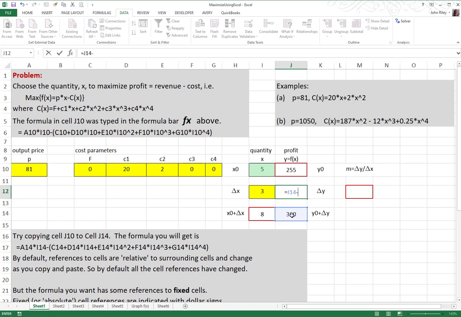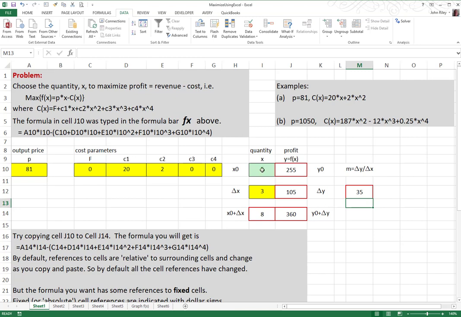360 minus 255. There it is. And it will be helpful to think about the rate of change. That's delta y over delta x. So just write equals 105, delta y, divided by 3, the delta x.